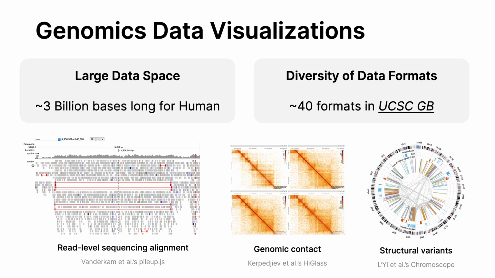To motivate our work, these are some of the common genomic visualizations. On the left, it shows sequencing information in a linear layout with stacked glyphs. In the center, four matrices show genomic contact information. And on the right, structural variants of breast cancer patients are displayed in a circular view with connected edges.